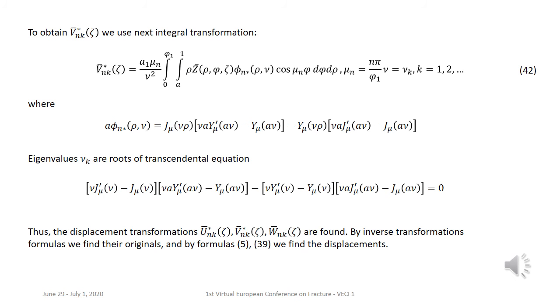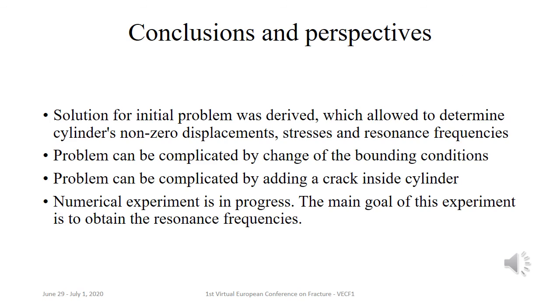To obtain V and K with star, we use the next integral transformation, formula 42. Thus, the displacement transformations U and K with star, V and K with star, W and K are found. By inverse transformation formulas, we find the originals, and by formulas 5 and 39, we find the displacement.